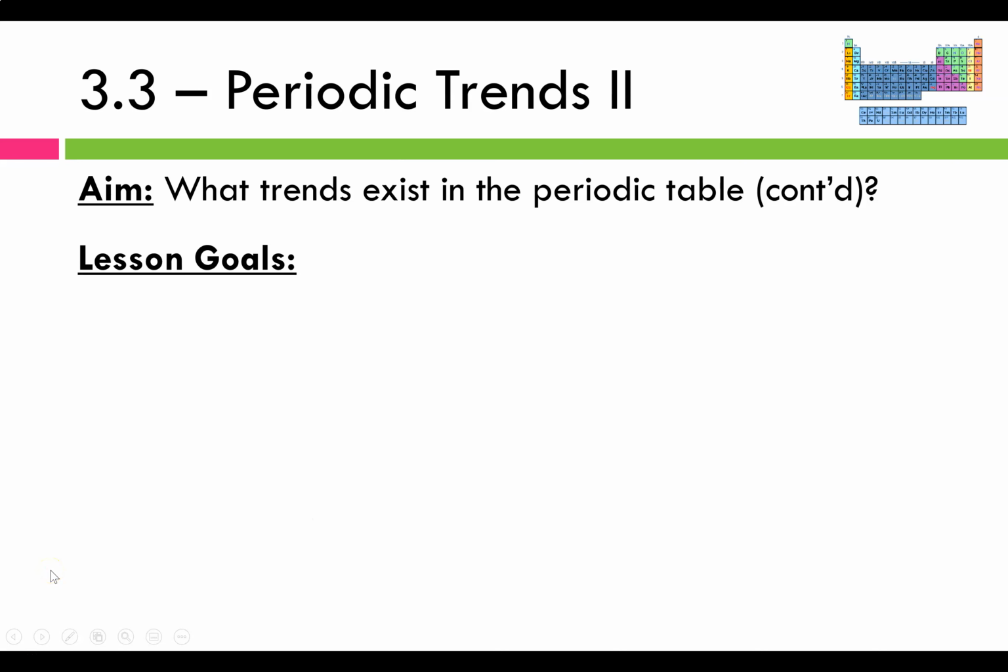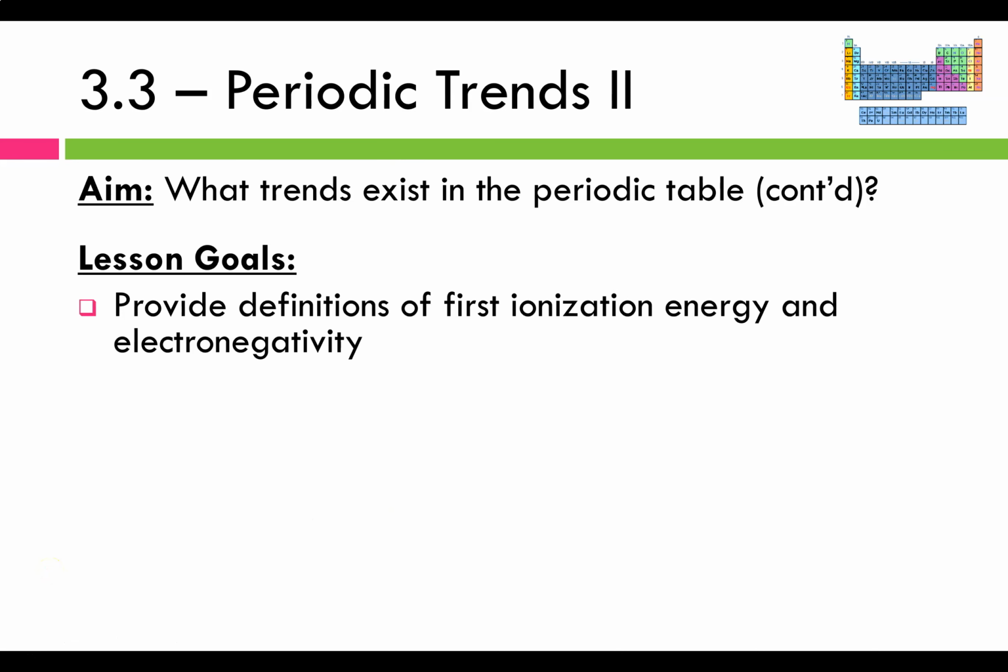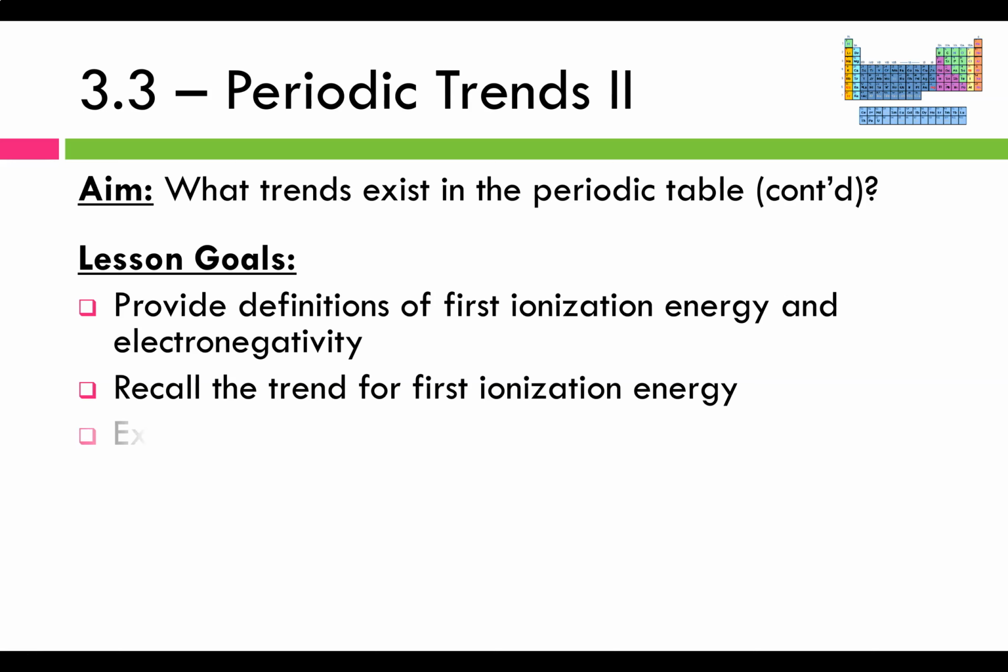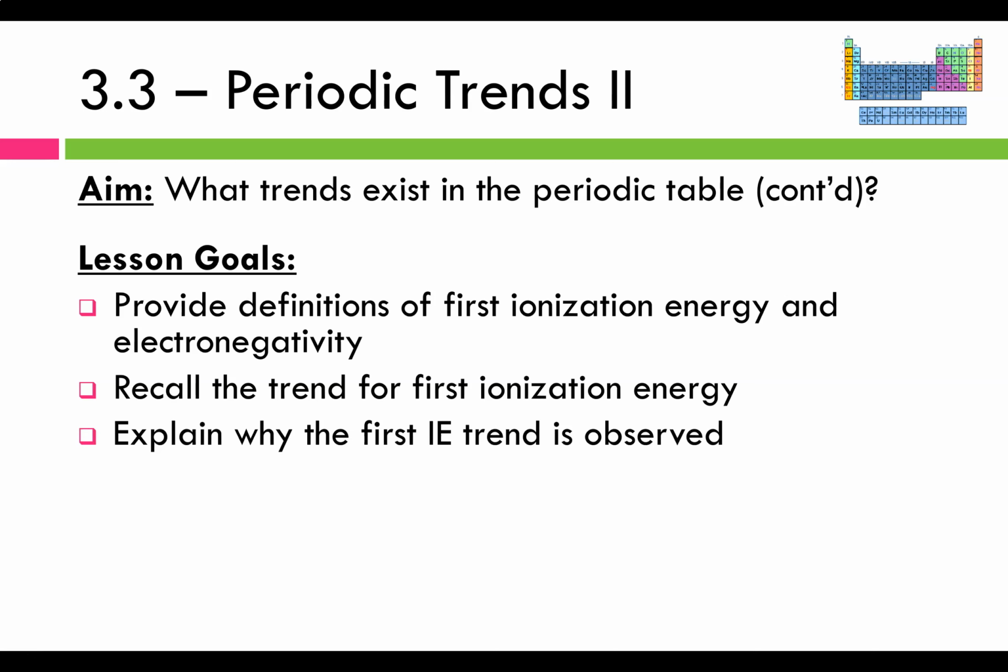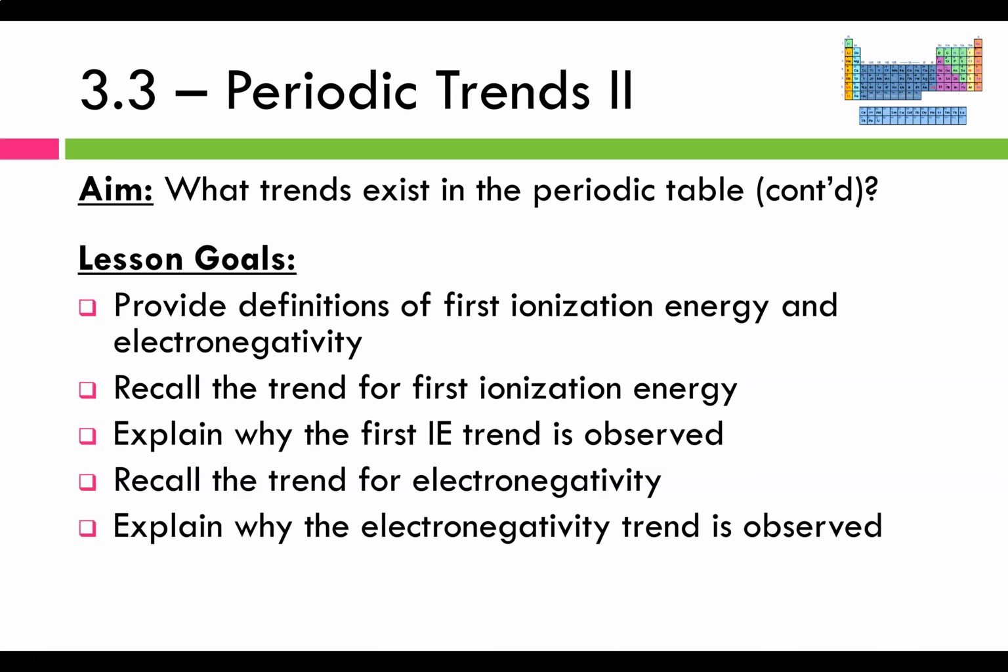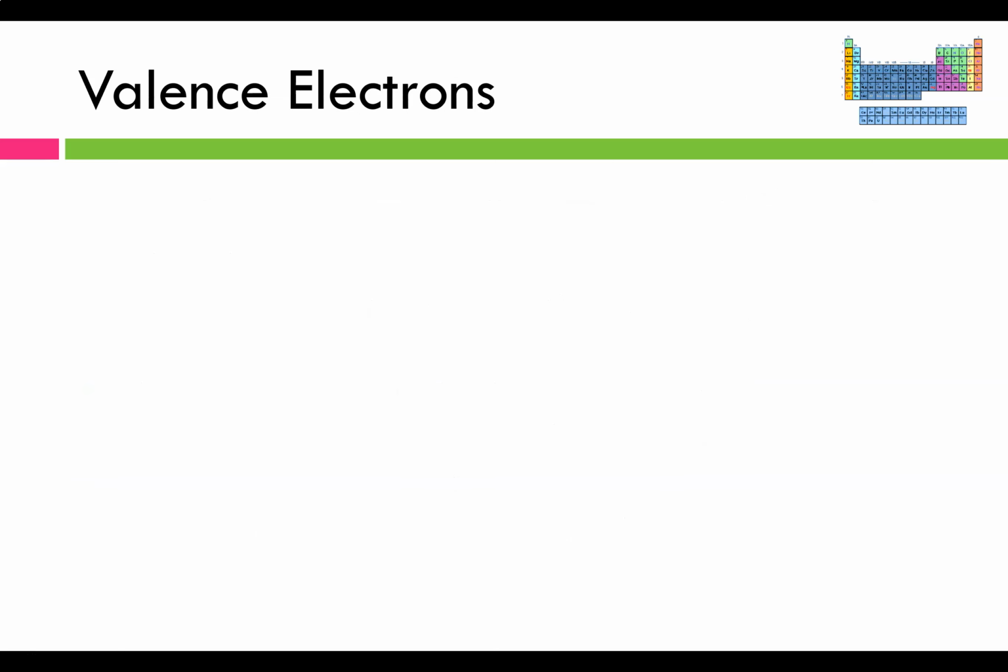So a couple of goals for the lesson. We're going to be able to provide definitions of first ionization energy and electronegativity. Those are the two trends we're discussing today. Recall the trend for first ionization energy, and be able to explain why that trend is observed. We're also going to do the same two things for electronegativity. What is the trend and why is it observed? So lots to do today. Let's get into the lesson.